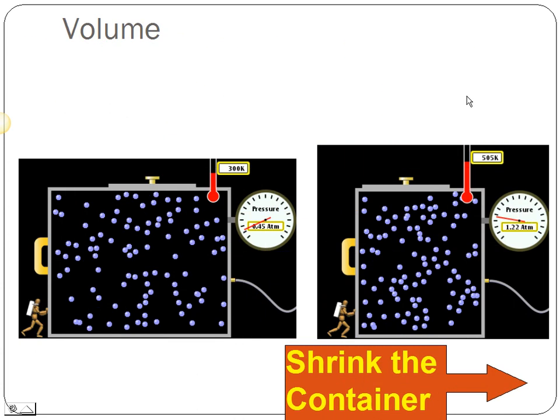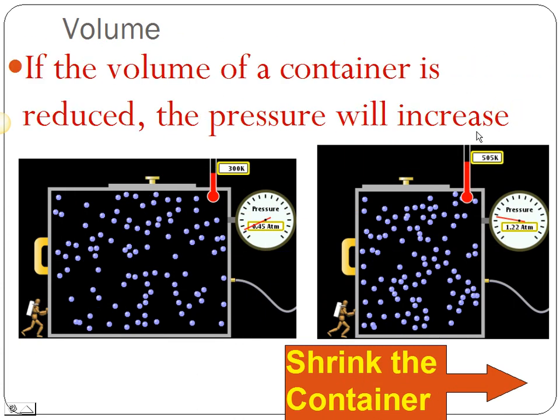Volume. If the volume of a container is reduced, the pressure will increase. Here we have a standard size container. We shrink that container, the pressure then increases. We also see temperature increasing slightly also.